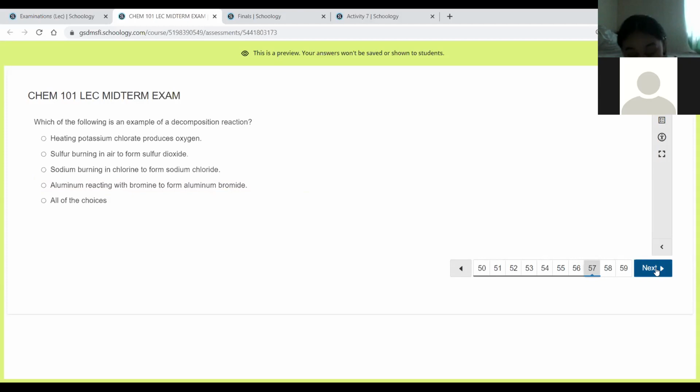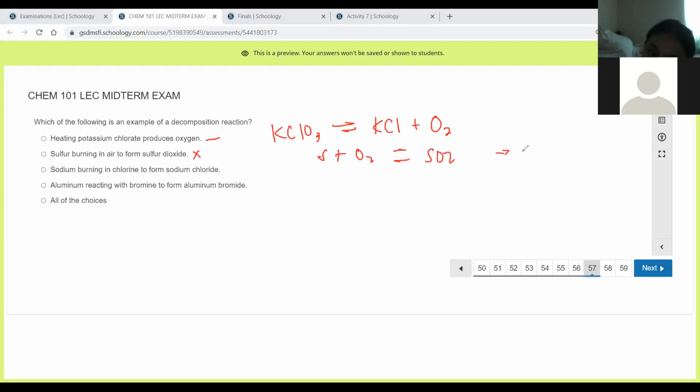Which of the following is an example of a decomposition reaction? Decomposition is when a compound will decompose to its components. Heating potassium chlorate produces oxygen. This is correct. Let me write it on the screen. Pag i-heat mo si potassium chlorate, KClO3, magiging KCl yan siya plus the oxygen. Okay? And then sulfur burning in air to form sulfur dioxide. This is baliktad. This one is not correct since this is a synthesis or combination reaction.